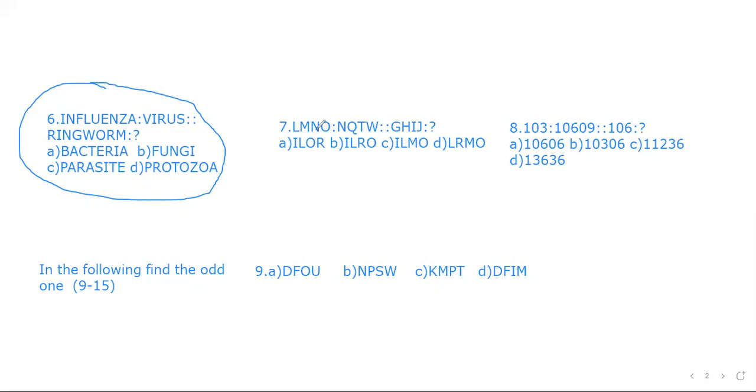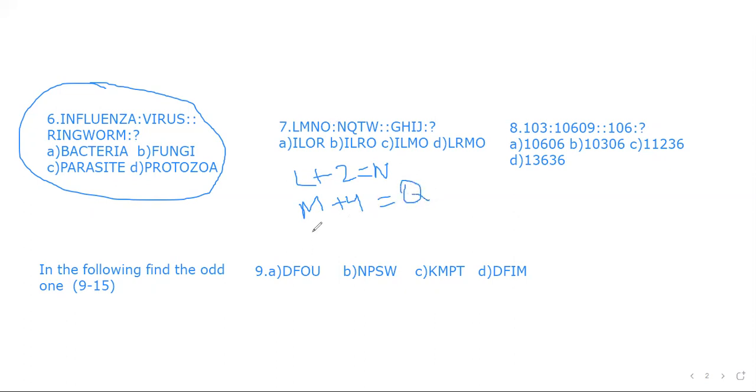Like question number 7. Let's see. LMNO is to NQTW. GHIJ is to question mark. So let's see what is the pattern which is being used here. So I'll use the same concept which I used. L, how to get N? LMN. So means +2. L +2 is N. So it's working. Next, MQ. MNOPQ. So M, if I go 4 steps, I am getting Q. Am I not correct?